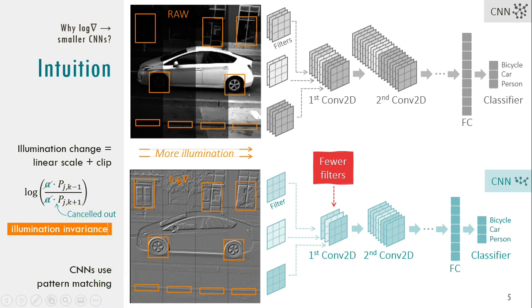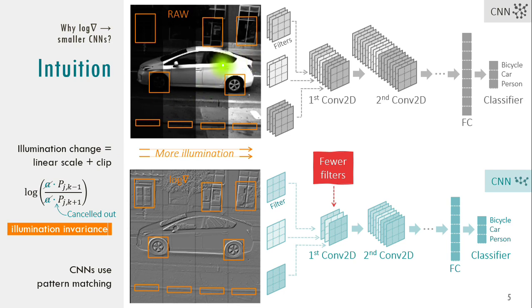And on the other hand, if we consider how convolutional neural networks classify each image, what they use is basically just pattern matching. It matches the pattern between the filters or the kernels with the objects in the image. In this case, we might expect a reduction in the number of filters needed.